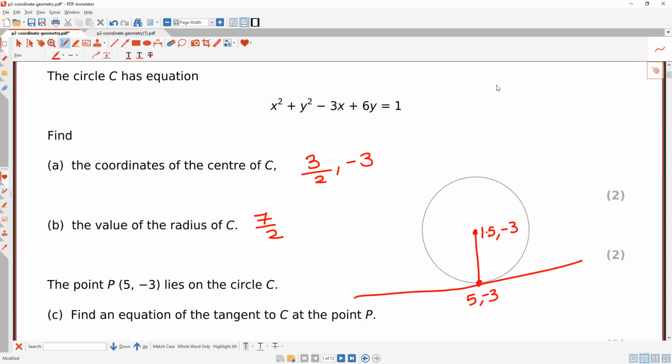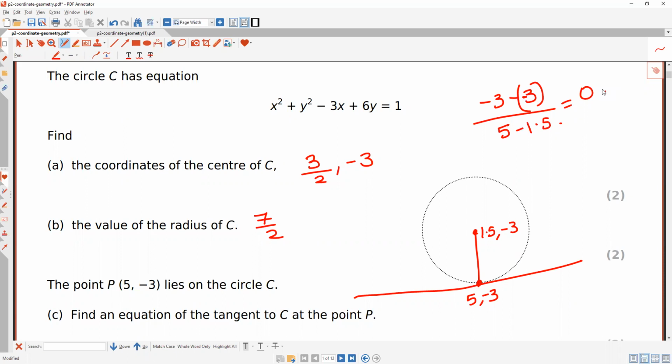Okay, let's find the gradient of this. So the gradient is y2 minus y1, which is minus 3 minus of minus 3, divided by x2 minus x1. Now x2 minus x1 is 5 minus 1.5. So it's coming 0, right? All of you got this part? It's coming 0.